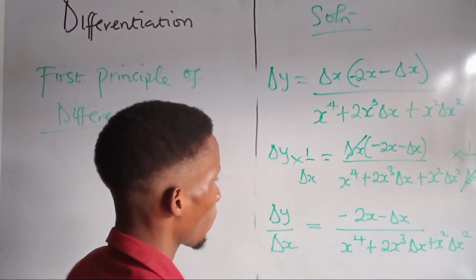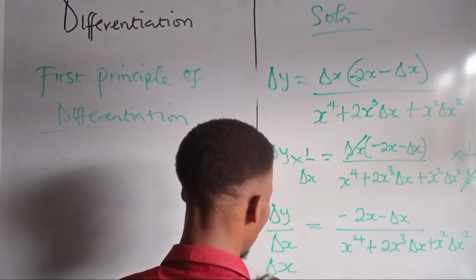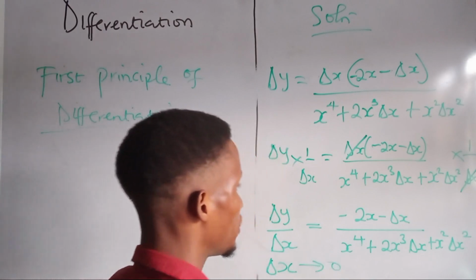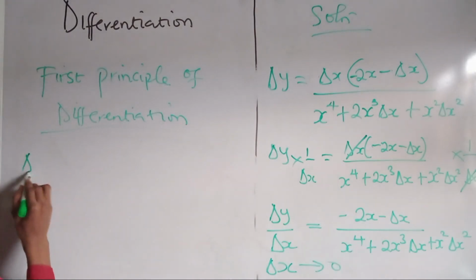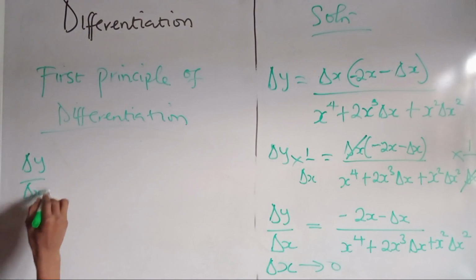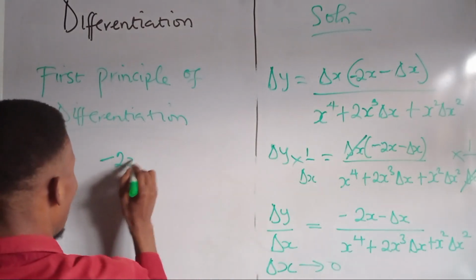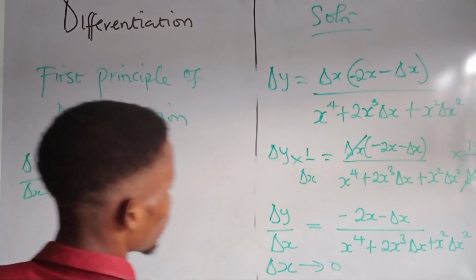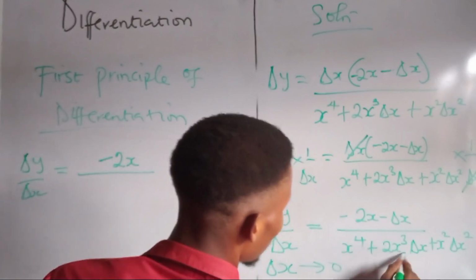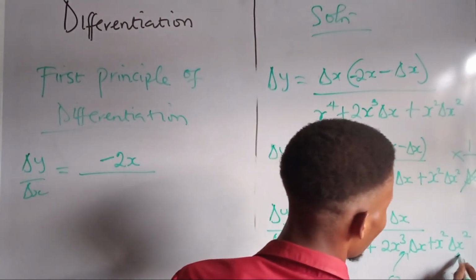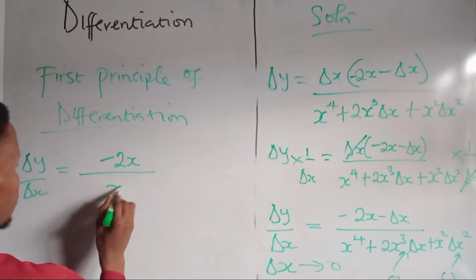Solving this now, you remember that it says as change in s tends to 0, it means wherever you see change in s, you put 0. So if you do that now, you're going to have change in y over change in x is equal to, if you put 0 here, it's going to remain minus 2x, all over. So if you put 0 here, this is going to be 0. This is going to be 0. This is also going to be 0. So now it will remain s raised power 4.